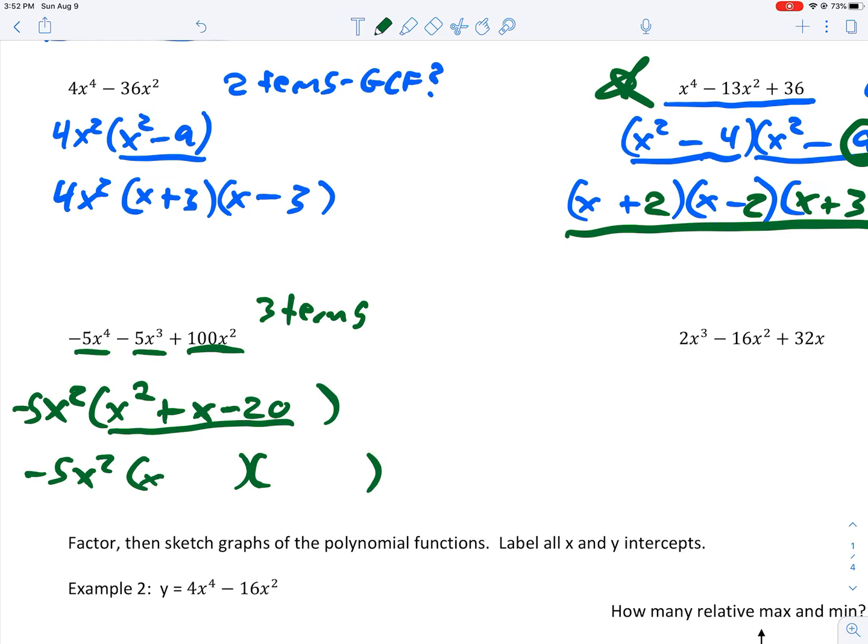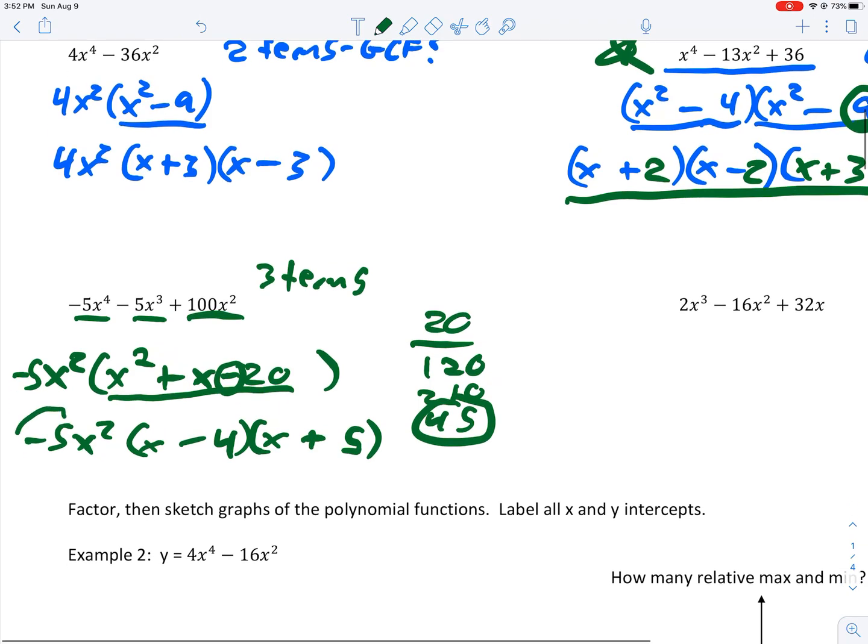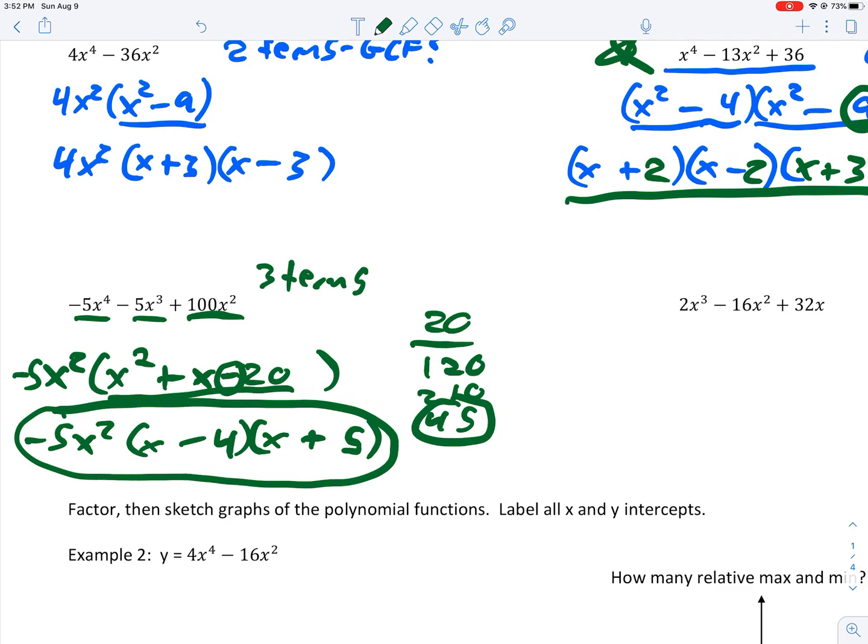So x squared is from x and x. So what are the multiples of 20 that give you 1? 1 and 20, 2 and 10, 4 and 5. Oh, there we go. So 4 and 5. That'll give us 1. It's got to be a positive 1, but the minus sign means they're different. So that means this is going to be positive, this is going to be minus. So there you go. Fully factored.